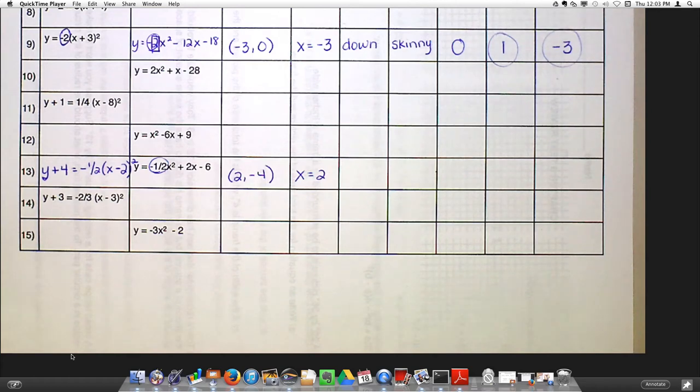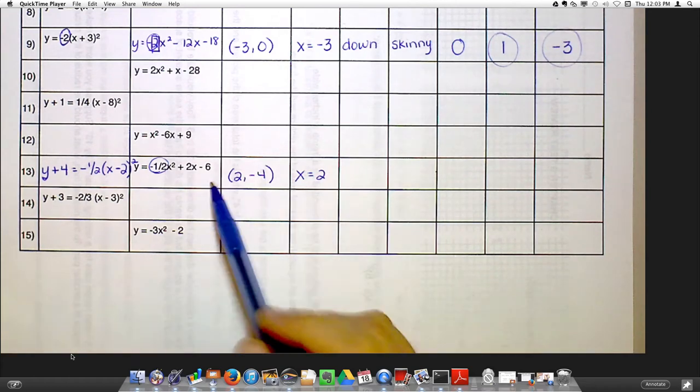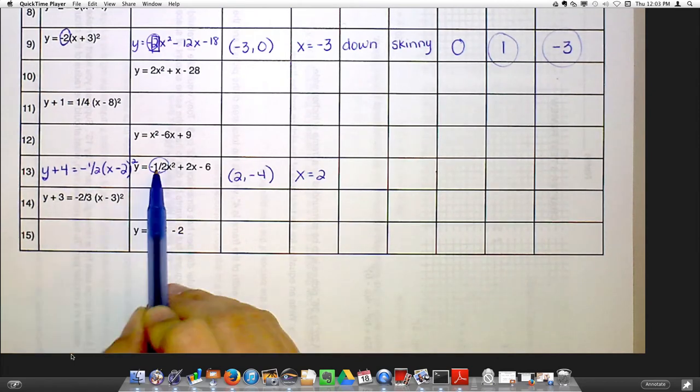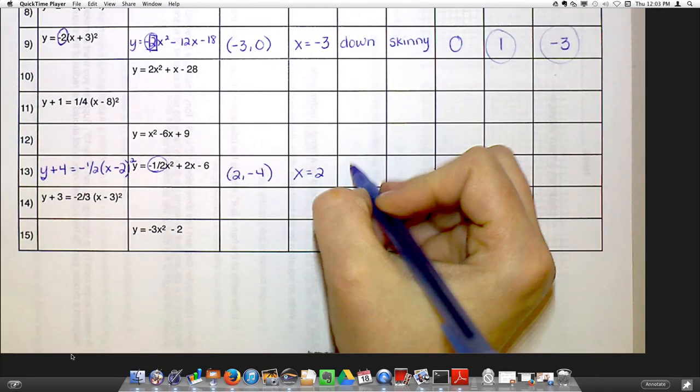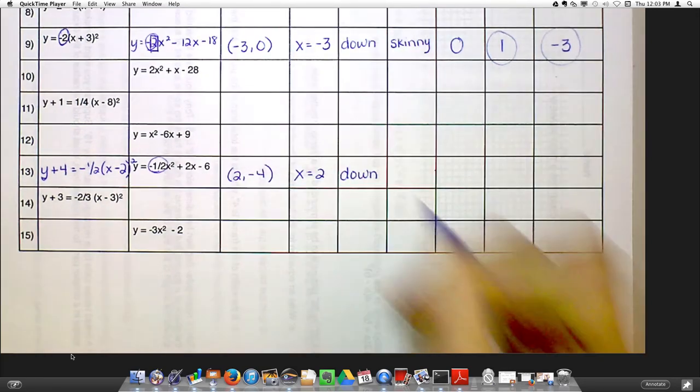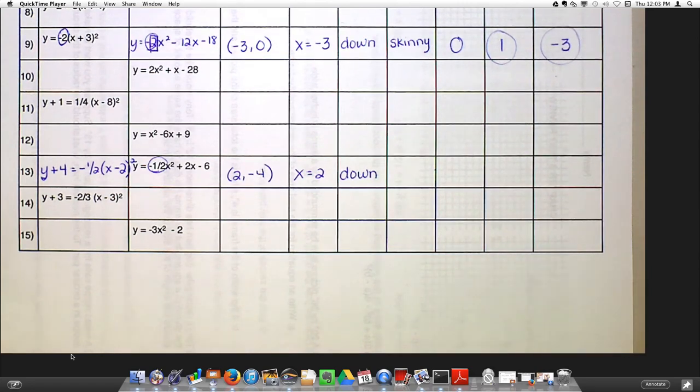It opens down. Why does it open down? It's negative. That a value, there and there, is the same thing. A value is negative, so this must open down. If it's 1/2, is that growing faster or slower than a regular parabola? Slower. So it would be squished down, so it would be wider than usual.